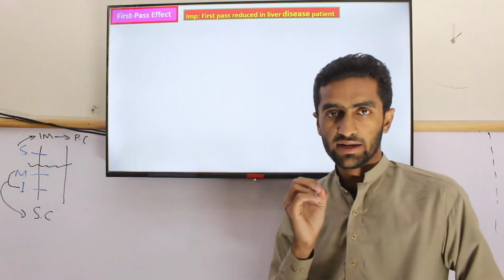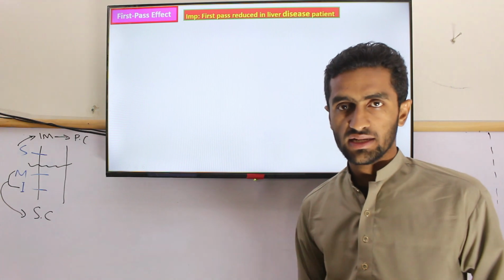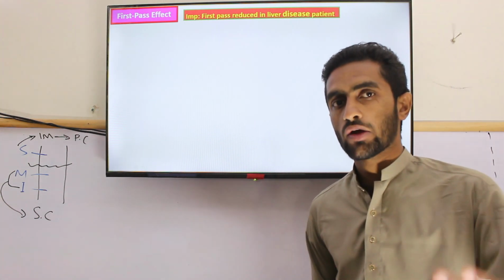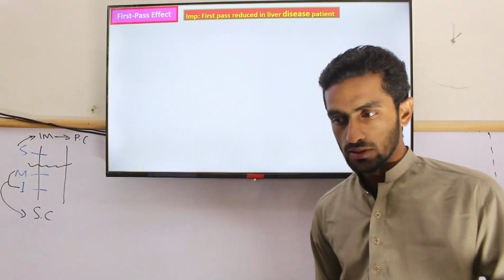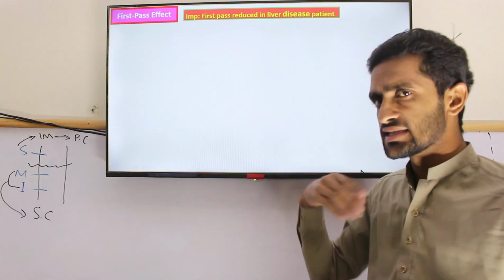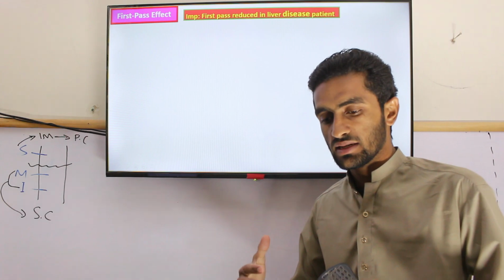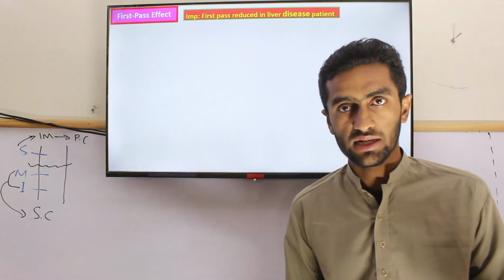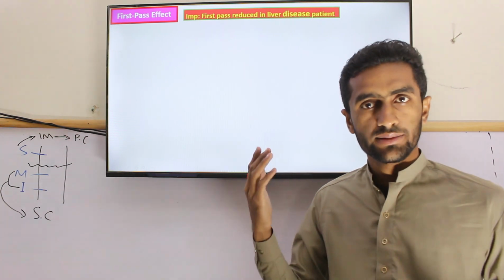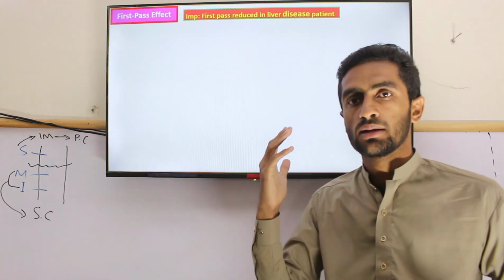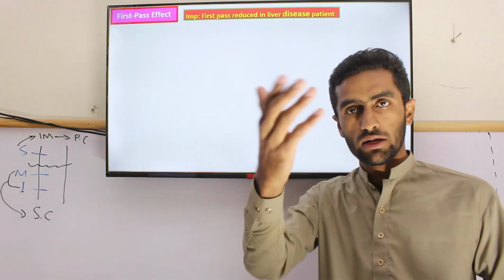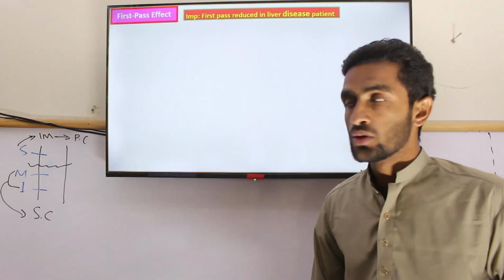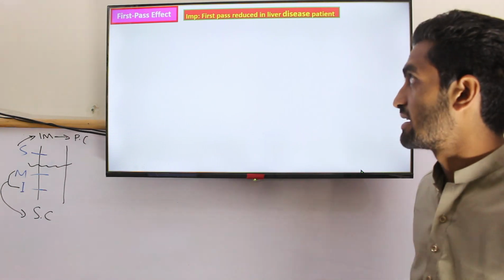So if your liver is not properly functioning, there is a hepatic problem, your bioavailability is higher. So in this case, it's not good. For example, we know the bioavailability of some drug is 80%. So if the liver is not properly functioning, bioavailability will be increased, maybe reaching 90%. So this concept should be very clear.